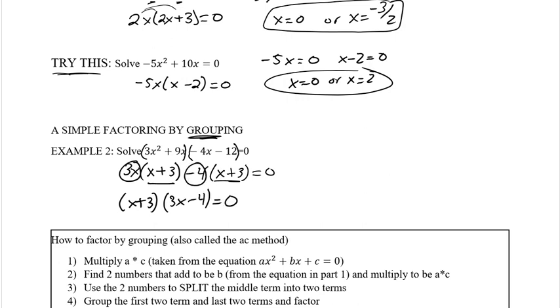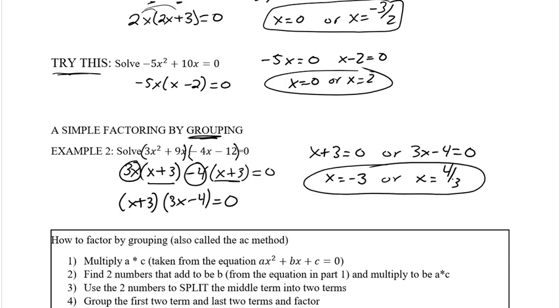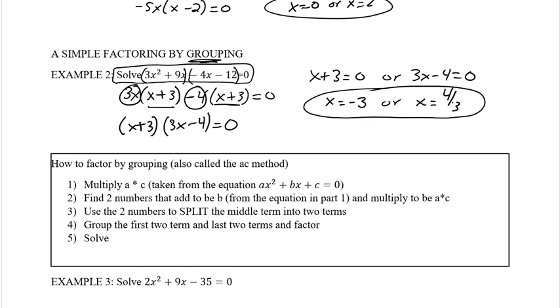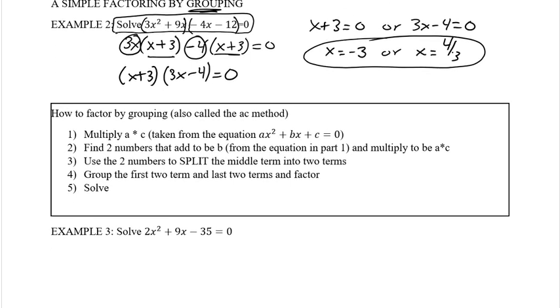So now I have x plus 3 equals 0, using the zero product property again, or 3x minus 4 equals 0. This one is x equals negative 3. And down here I would add 4 and divide by 3, so x equals 4/3. Now, they're not going to always give it to you in this format where you have the 4 terms there. Actually you're going to create those terms for yourselves, and then you're going to do exactly what we just did. So here's how we're going to factor by grouping and solve. We're actually solving with factoring by grouping.